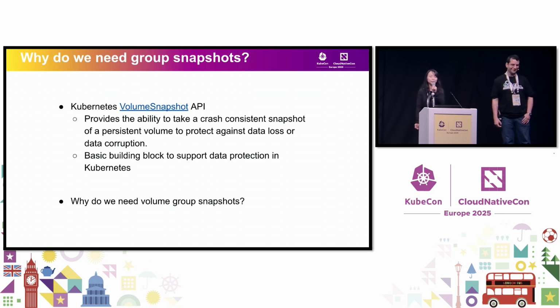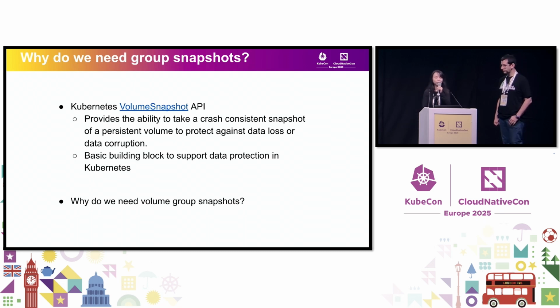VolumeSnapshot API was introduced back in Kubernetes 1.12 release and moved to GA in Kubernetes 1.20 release. It allows you to take a crash consistent snapshot of a persistent volume and use that to restore your data back at a later time if a disaster strikes. It provides a basic building block to protect your applications running in Kubernetes.